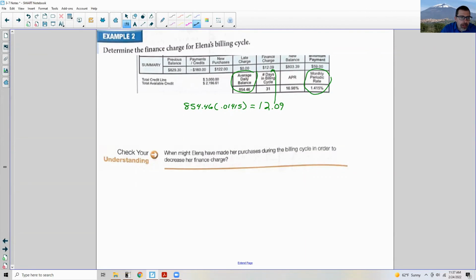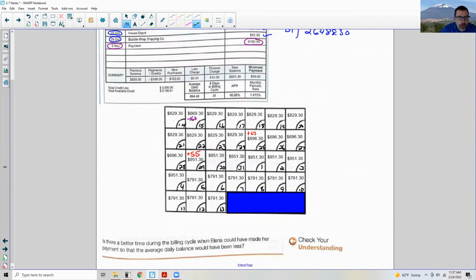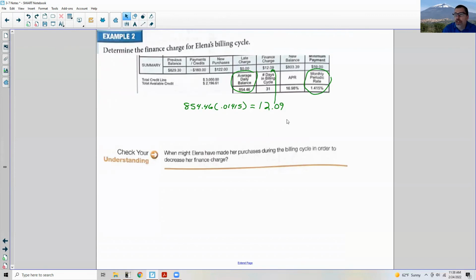Okay, so now the check your understanding says, when might Elena have made her purchases during the billing cycle in order to decrease her finance charges? So I'm going to go back to the previous page and look at my calendar here. So in other words, she made a purchase here of $67 and a purchase here of $55. Well, if she moves those purchases down towards the end, all these values before would be now 67 plus $55, which is $122. That's the new charges right here, 122. This would be $122 less for those number of days before. So one came from the 25th and one was on the 29th. So we're decreasing the daily balance for several days if the purchases were made towards the end of the billing cycle. And that's the answer to the check your understanding.